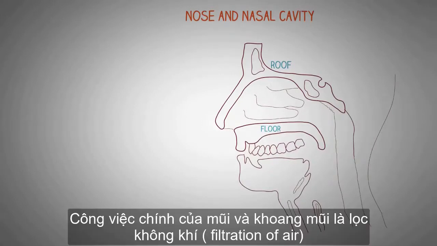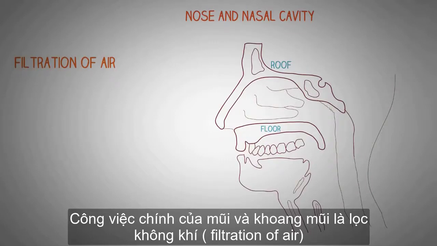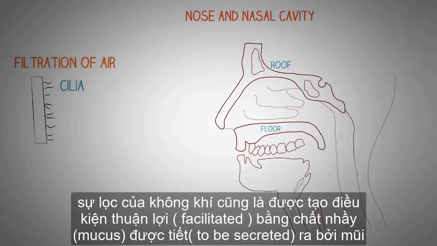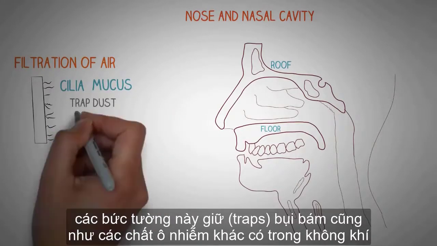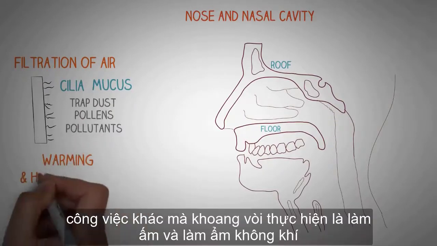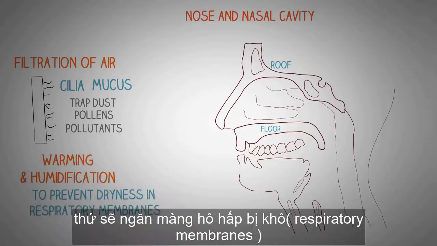The main job of the nose and the nasal cavity in the respiratory tract is the filtration of air. This is made possible by small, minute, hair-like structures present in the nasal cavity called cilia. The filtration of air is also facilitated by the mucus which is secreted by the nasal walls. This traps dust, pollens, as well as other pollutants present in the atmospheric air. The other job that the nasal cavity performs is warming and humidification of the air, which prevents dryness in the respiratory membranes.